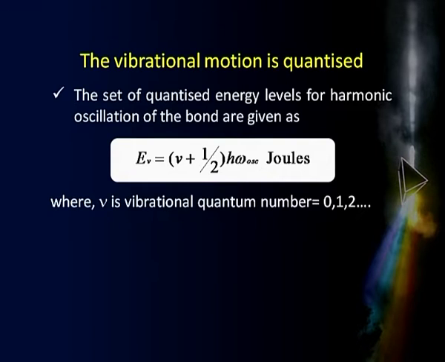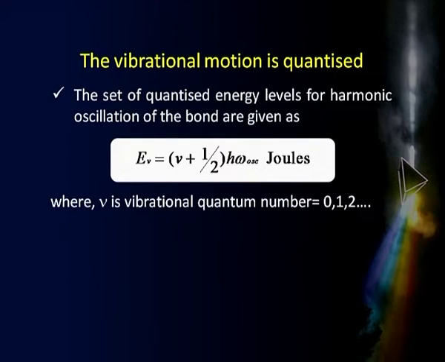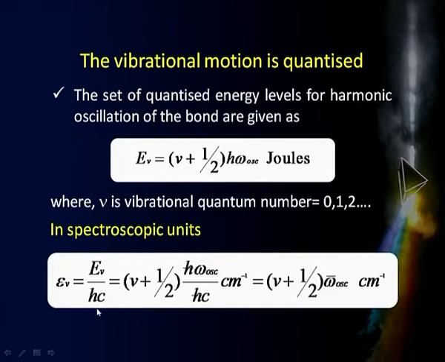Here again we try to express it in terms of spectroscopic units, wherein I want to use centimeter inverse. When I do that, I just divide this E_v by hc. So I get epsilon_v, the energy expression in terms of spectroscopic units. With a simple substitution, the h gets cancelled out, and I get (v plus half) omega oscillation in terms of centimeter inverse. What does this expression mean? How does it translate into an energy level diagram? Let us try to see that.